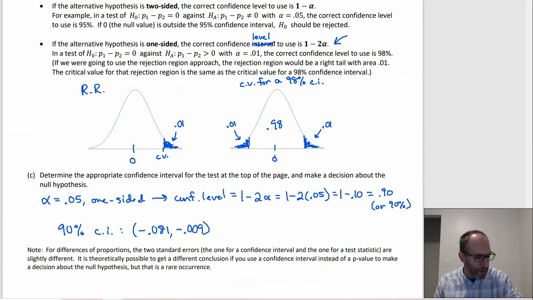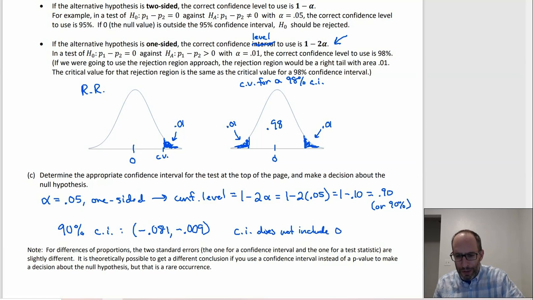And then the way that you would handle it now, if you were going to use the confidence interval to make a decision about the null, you'd say, well, is 0 in there? Nope, because both endpoints are negative, so the whole interval's got to be negative. 0 is not in there. So the confidence interval does not include 0, so then you would reject the null.